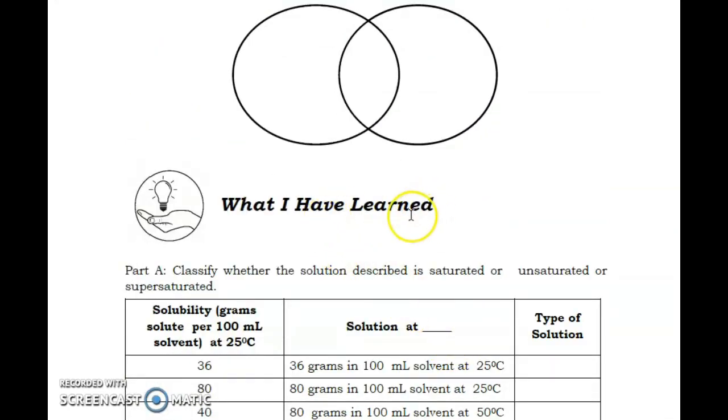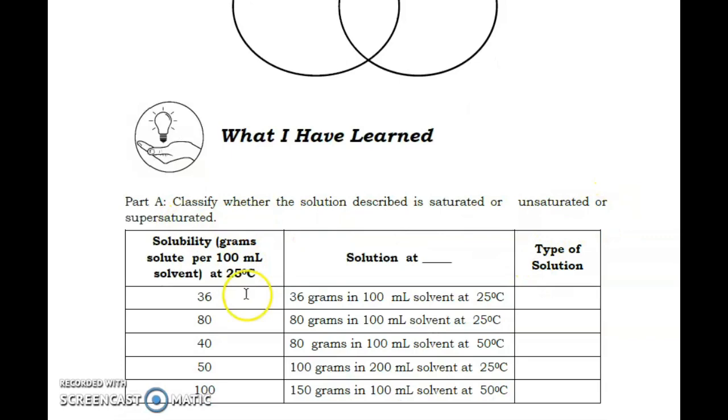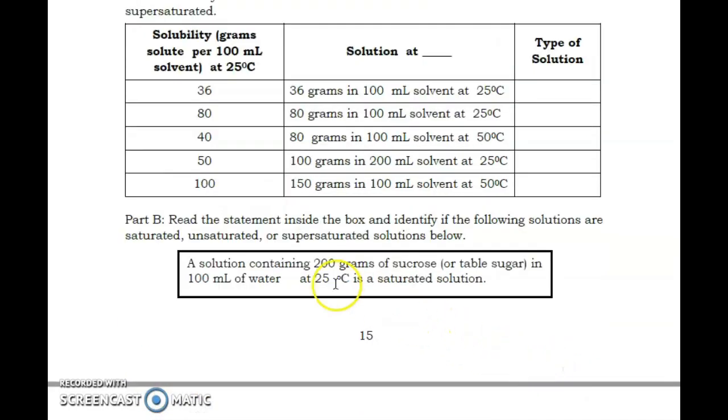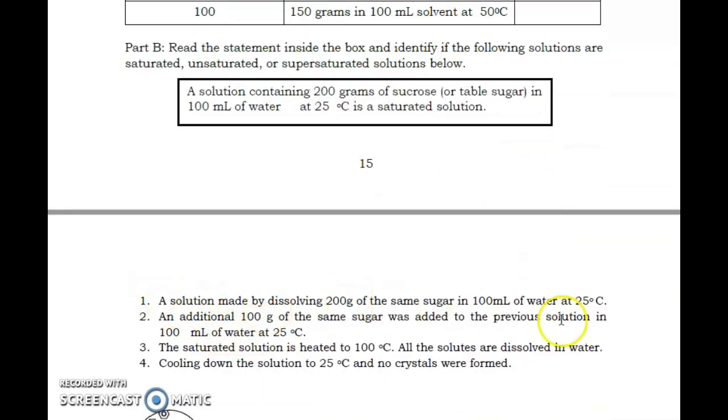Now, for the What I Have Learned part, we have part A, where we're going to classify whether the solution described is saturated, unsaturated, or supersaturated. So here are the given. This will be your basis. This is the saturated solution. So given the following data, identify the type of solution. For part B, read the statement inside the box and identify if the following solutions are saturated, unsaturated, or supersaturated. The given is a solution containing 200 grams of sucrose or table sugar in 100 ml of water at 25 degrees Celsius is a saturated solution. So this will be your basis for identifying if the given statements show a saturated, unsaturated, or supersaturated solution.